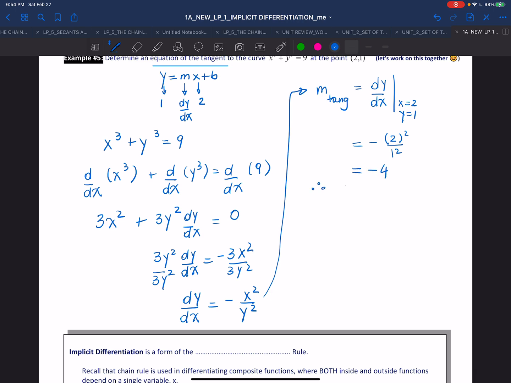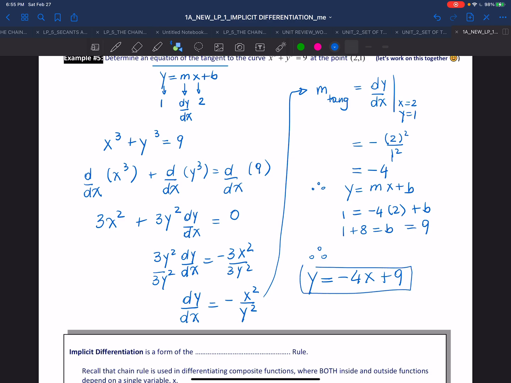Therefore, we're going to say that the equation y equals mx plus b will be 1 equals negative 4 times 2 plus b. We need to find b. So that would be equal to 1 plus 8 equals b. So b equals 9. Remember? Negative 8 take to the other side. So therefore, the equation of the tangent drawn at x equals 2, y equals 1 will be y equals negative 4x plus 9. And this would be the answer.